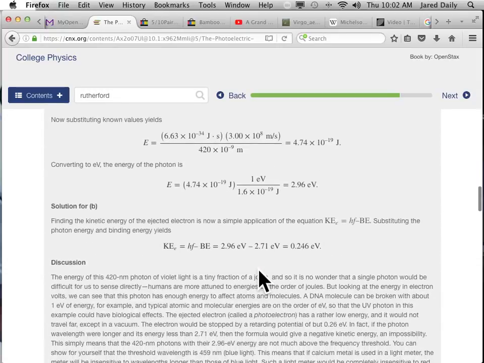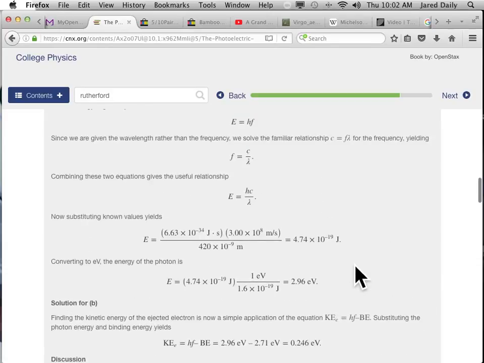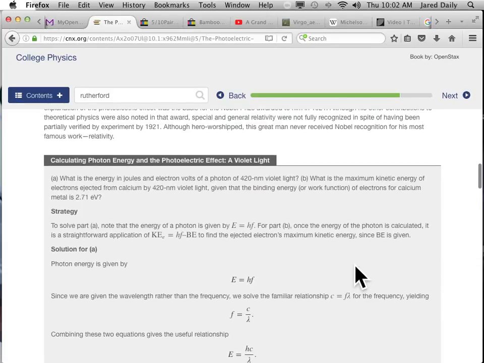And so if you want to calculate that kinetic energy, you have to take the energy of the photon coming in, which is h times f, subtract off the binding energy, and then calculate the kinetic energy. And in this particular case, they tell us the binding energy of the electron is 2.71 electron volts. That's also called the work function.